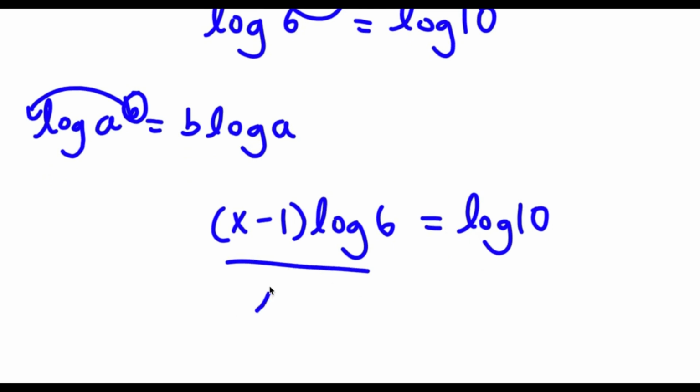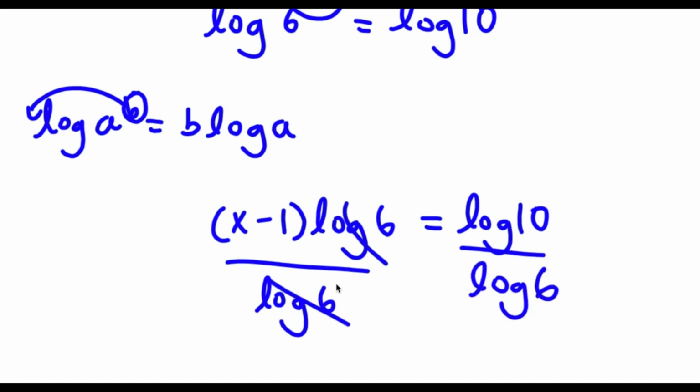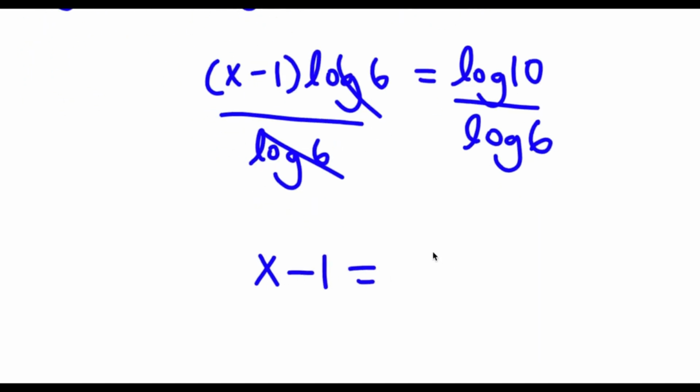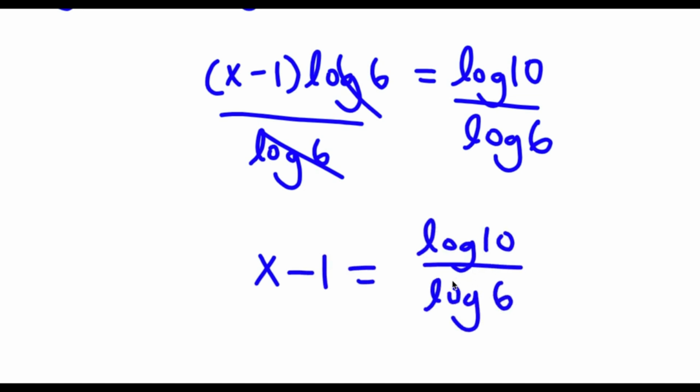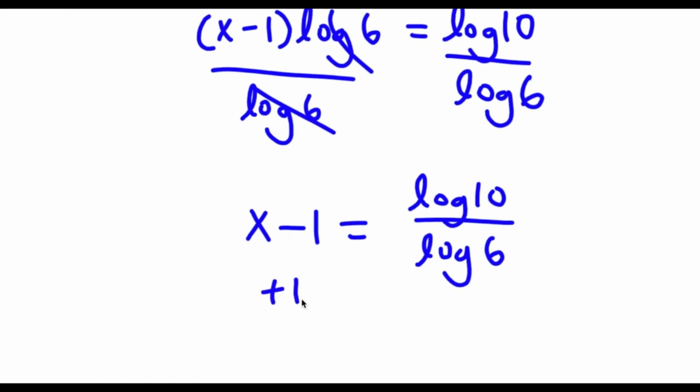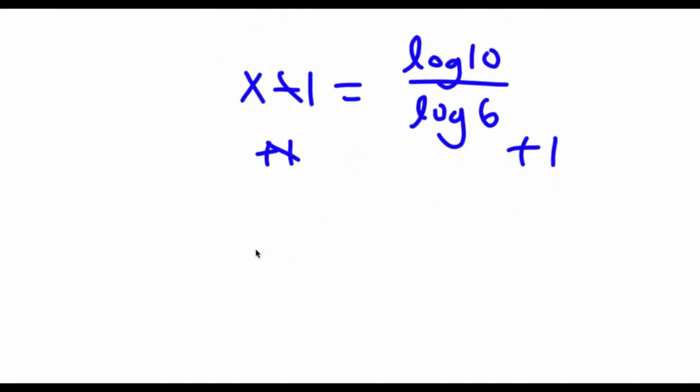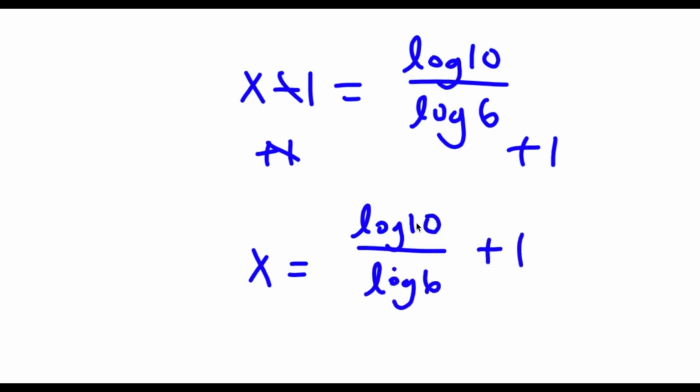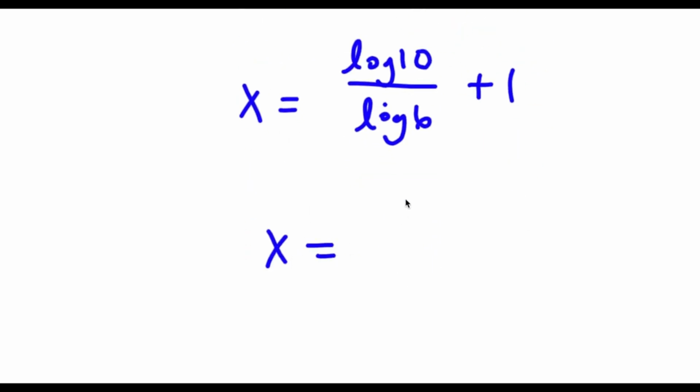Now, if I divide both sides by log 6, these two cancel out. And now I'm left with x minus 1 is equal to log 10 over log 6. Now I'm going to go ahead and add 1 on both sides. So these two cancel out. Now I'm left with x is equal to log 10 over log 6 plus 1. Now log 10, this is the same thing as 1. So now I have x is equal to 1 over log 6 plus 1.